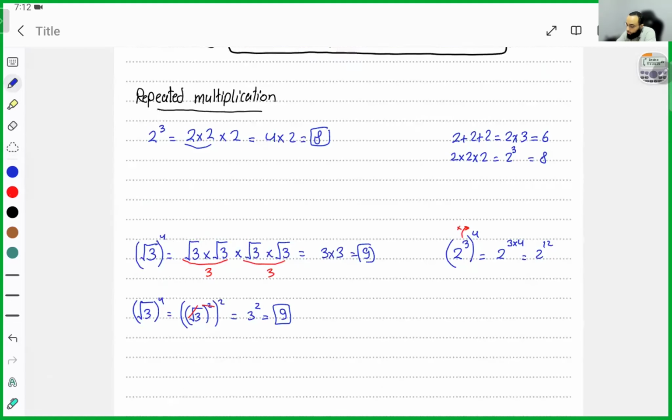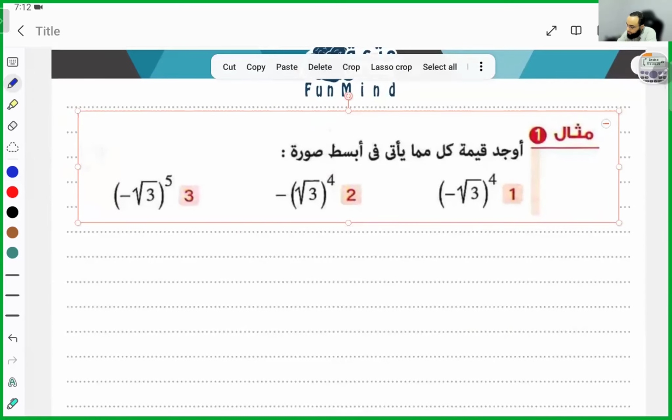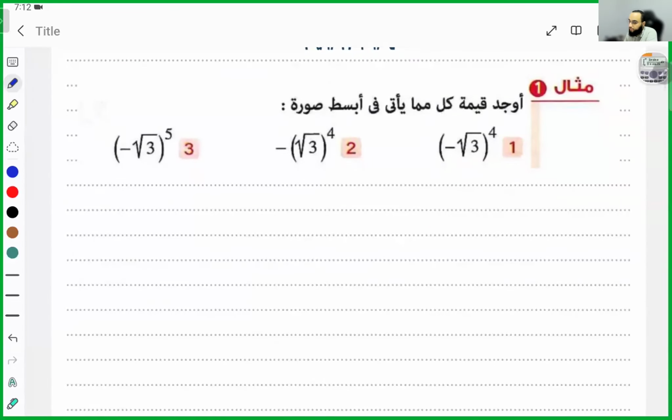So let's go for some examples about these questions. Answer with me, Faris. The first one is negative root 3 power of 4. Firstly, Faris, we started before: what is the difference between the even power and the odd power?